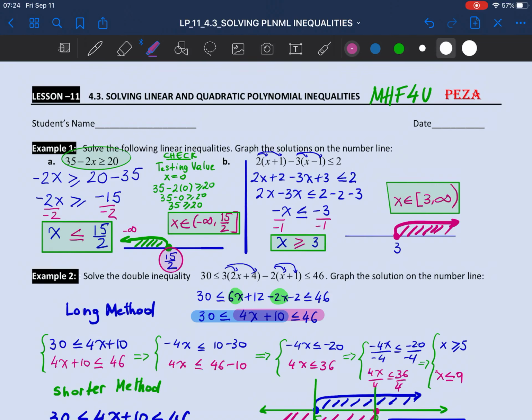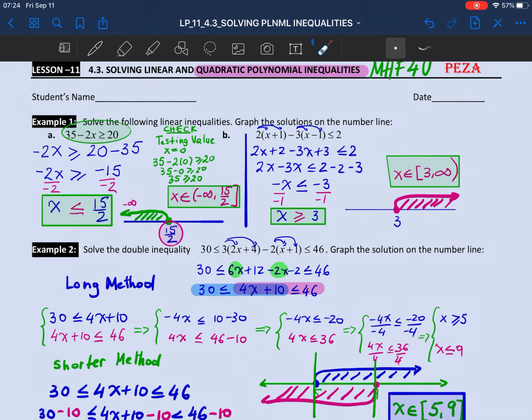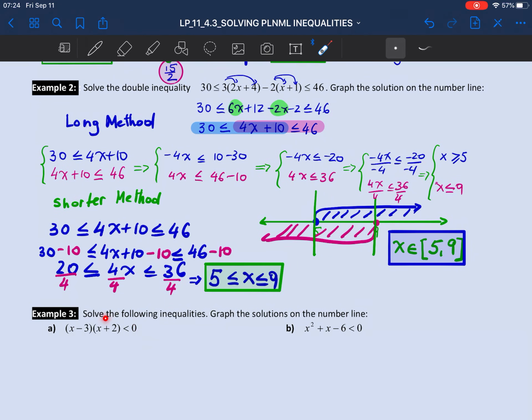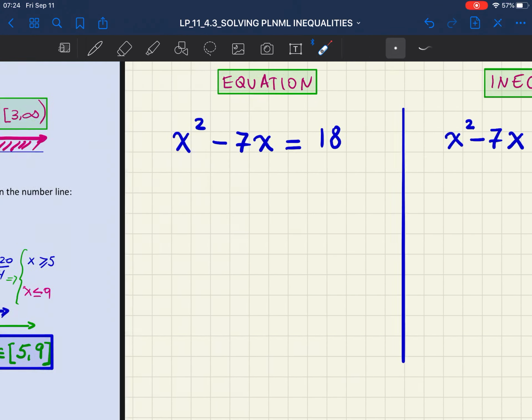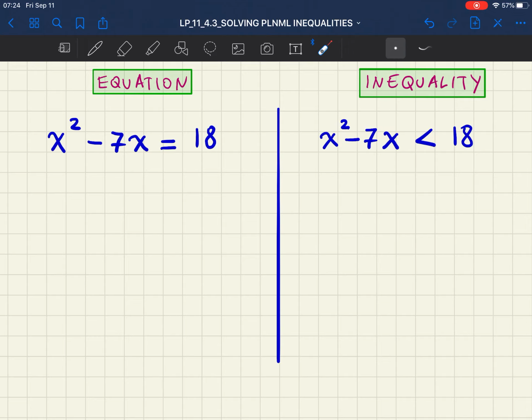Hello and welcome. In this video, we'll take a look at quadratic inequalities, which are nothing but second degree polynomial inequalities. So before I go over the two examples that I have selected, I want to go over the process of solving a quadratic equation and compare it to the process of solving a quadratic inequality.